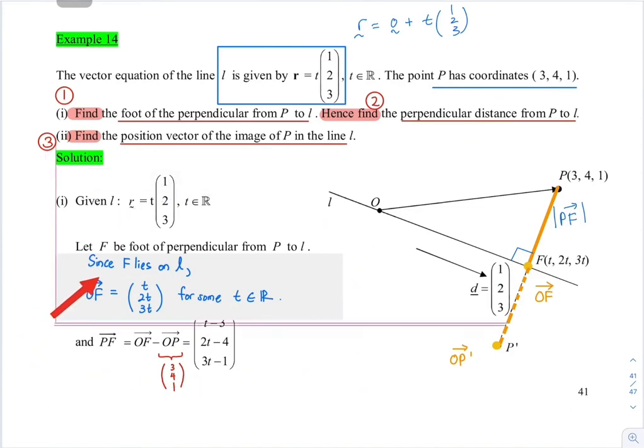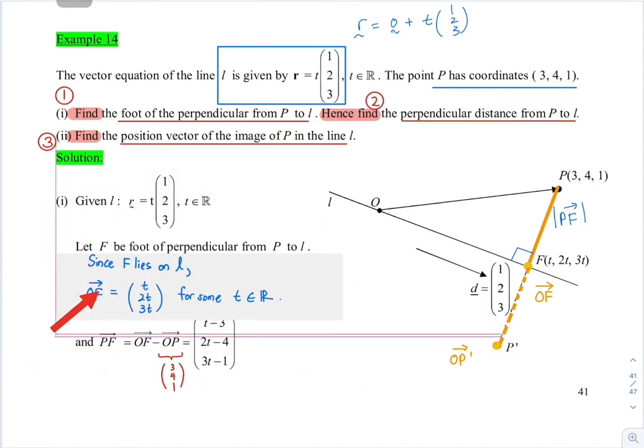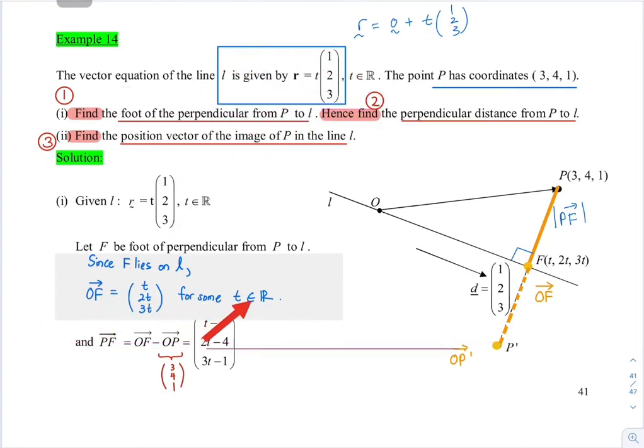Alright, so since F lies on L, the position vector of F can take the equation of the line L, for some value of t. Next we want to find PF, the vector PF. Using the fact that PF is perpendicular to the direction of the line L, we should do a dot product, and from there we should be able to get the value of t.